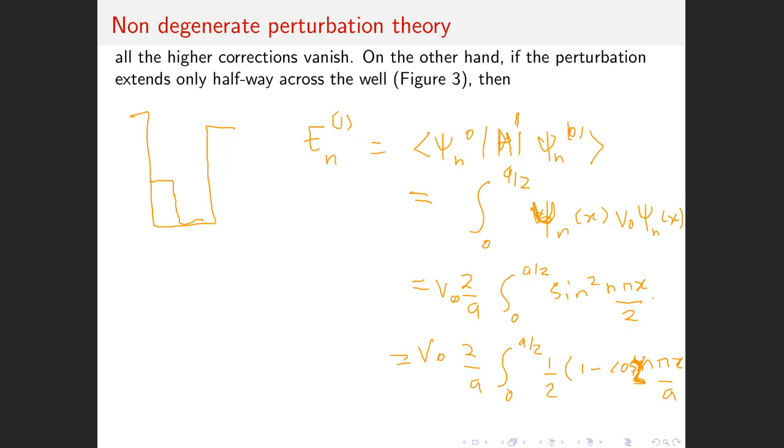So once you replace this, it just gives you sine n pi, which is 0, so this doesn't contribute, and you are left with V naught 2 over a times a half times a over 2. So that cancels. This works out to be V naught over 2.